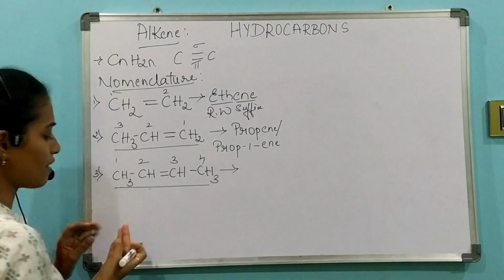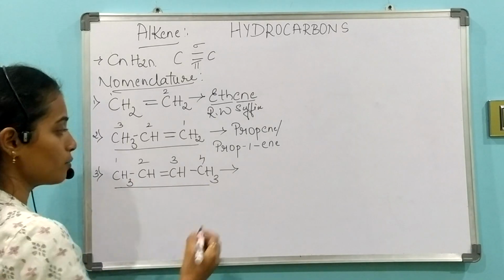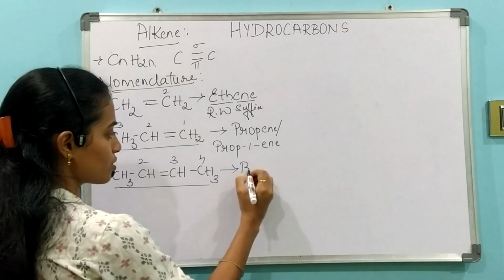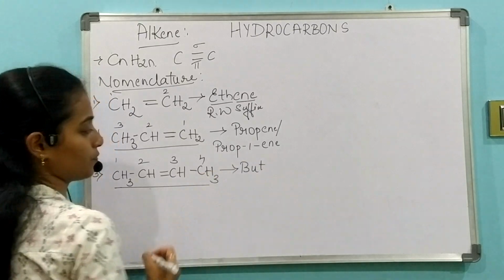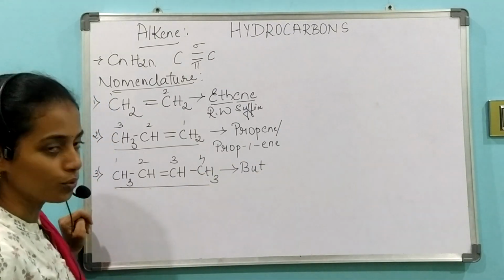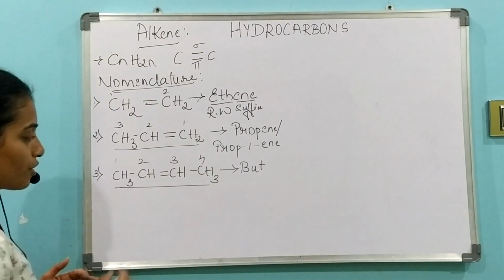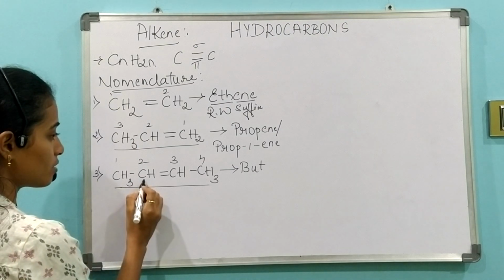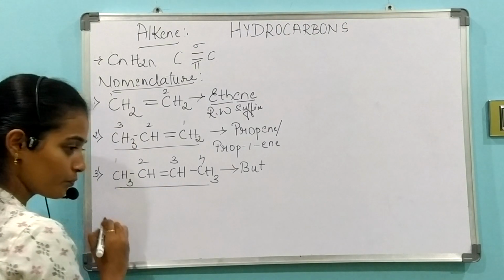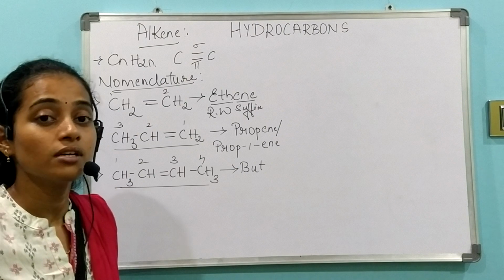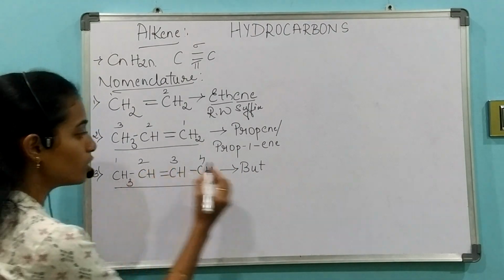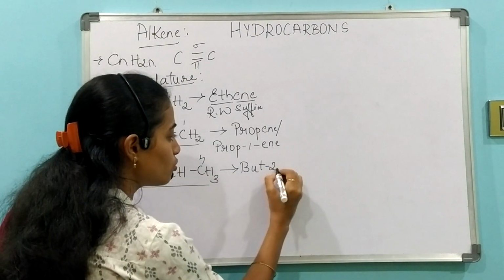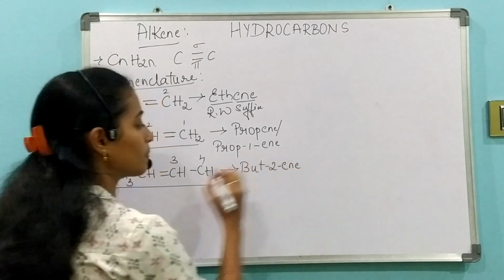How many carbons do you have in the straight chain? It is 4 carbons. What is the root word used? It is but. The root word used is but. And where do you have the double bond here? Double bond is present between carbon number 2 and carbon number 3. So what you have to do? You have to use the smaller number. It is 2. But-2-ene.